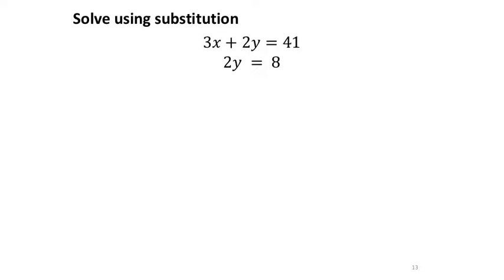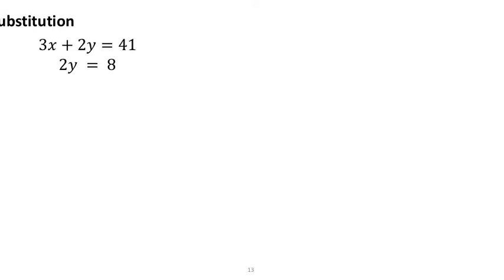3x plus 2y equals 41, and that's our first equation there, and then the second one is 2y equals 8. Now, just while we're getting used to this, I'm going to do this twice, by the way, just so you can see. Again, if you're thinking outside the box, you'd notice something right off the bat in this one, okay? Especially when it comes to substitution. I'm going to ignore that, and then I'll get to it, okay?